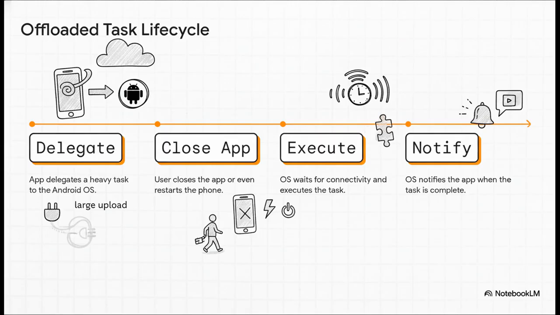Your app hands a huge upload to Android and says, hey, you handle this. The user is now free. They can close your app. They can even restart their phone. It does not matter. The OS holds on to that task. When it sees a good internet connection, it completes the upload. And then the next time your app runs, it gets a notification saying, job's done. This right here is the secret to building apps that are truly resilient.